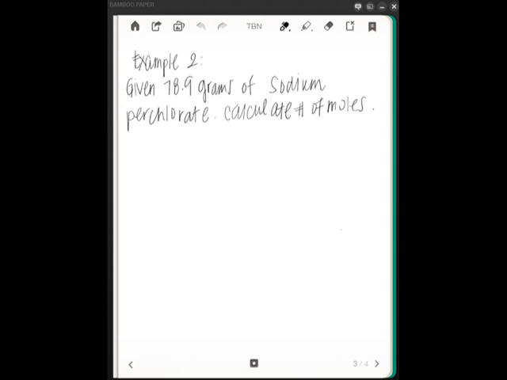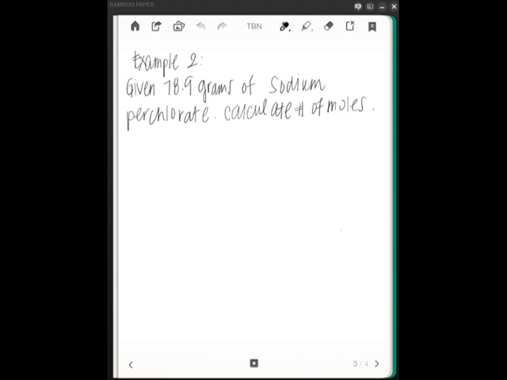This is a continuation of my first video of how to calculate moles and grams of a compound. So, this is my second example. The problem is: given 78.9 grams of sodium perchlorate, calculate the number of moles of this substance.